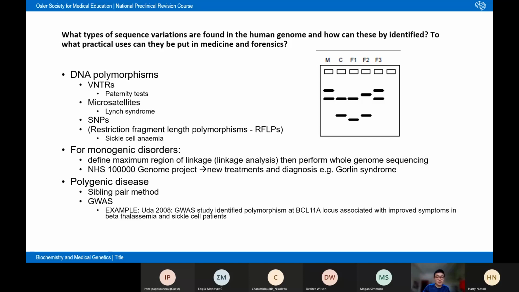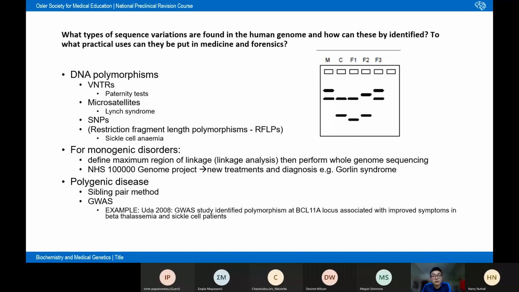Okay, so the question goes as follows. What types of sequence variations are found in the human genome, and how can these be identified? To what practical uses can they be put in medicine and forensics? So one way to go about it is to break down the DNA polymorphisms, the different ones that occur.